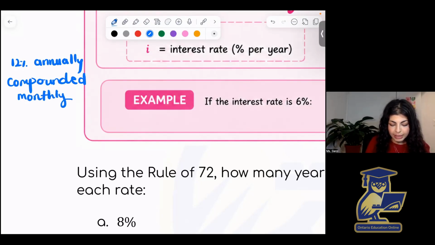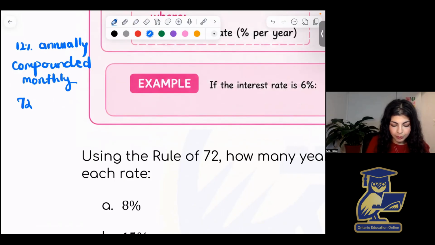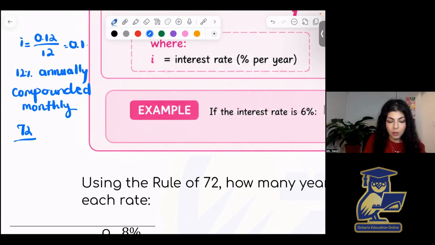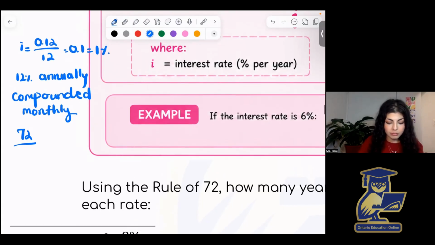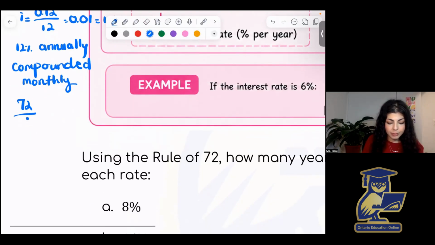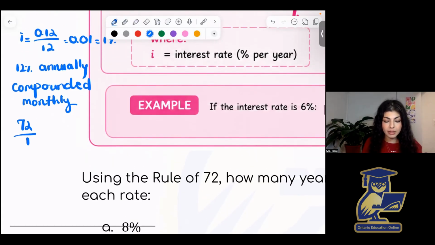So what we would do is 72 divided by, and the interest here would actually be 0.12 divided by 12, which is 0.01. Sorry, 0.01, which is 1%. And so really you would be dividing by 1 here, which is that 1%, and you would get 72. But the 72 does not mean 72 years. It means 72 months because that's what we were compounding.